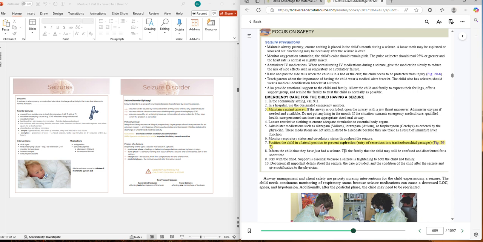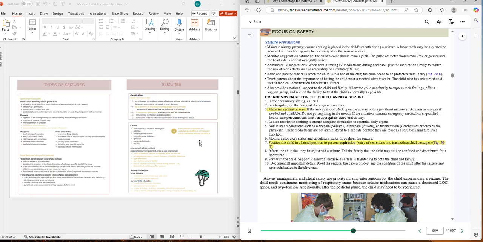hitting a dinner tray that's right in front of them. You don't need them cutting their head on the remote that's in the bed or anything. So remove the objects from the bed. Okay. Page 691. We're going to start talking about neurological conditions, inflammatory neurological conditions.